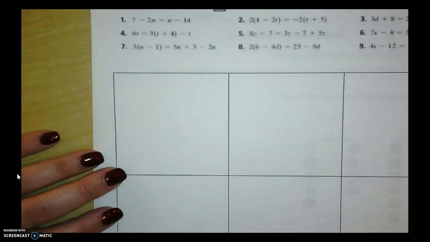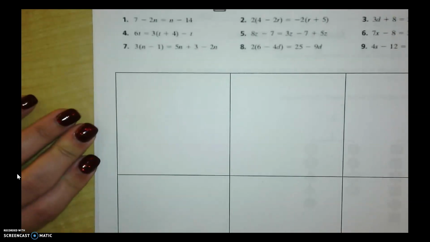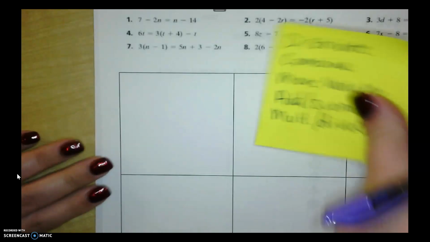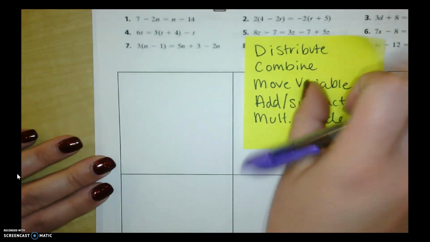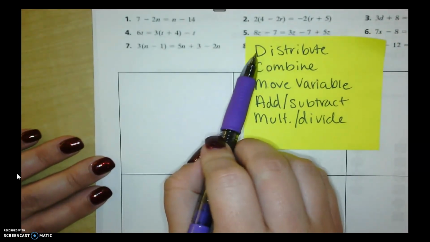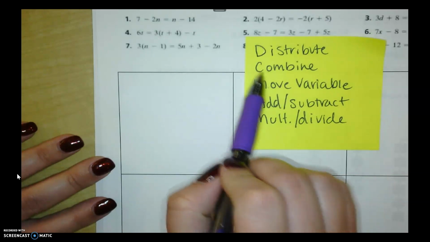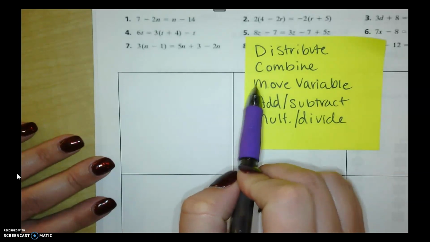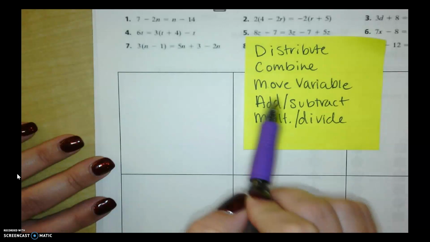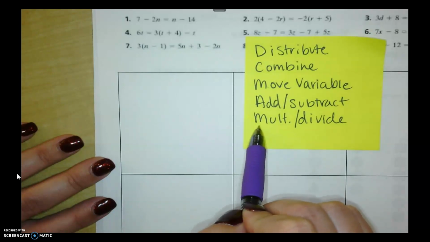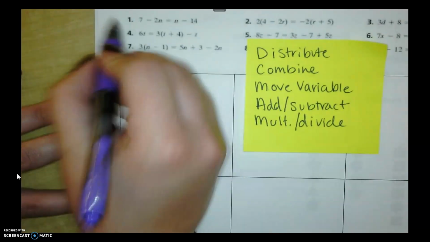All right, here we go. Solving equations. First, let's remind ourselves what our steps are. Remember, it's "don't call me after midnight." D is distribute, C is combine, M is move the variable, A is add or subtract, and then M is multiply or divide. So I'm going to write number 1 down here.